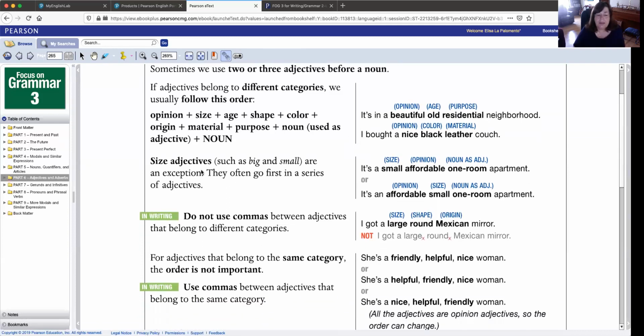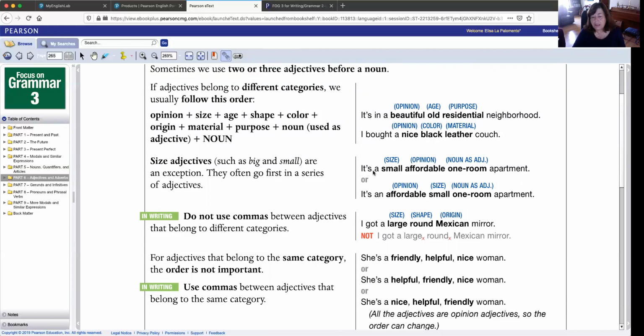It does tell you that size adjectives, how big or small something is, are an exception. They don't always follow the rule. They often, but not always, go first in a series of adjectives. So you'll notice here, on the chart, it says that opinion goes first. But when we have size, small, large, medium, we can put it before opinion. You don't have to, because you'll notice in this sentence that the opinion goes first.